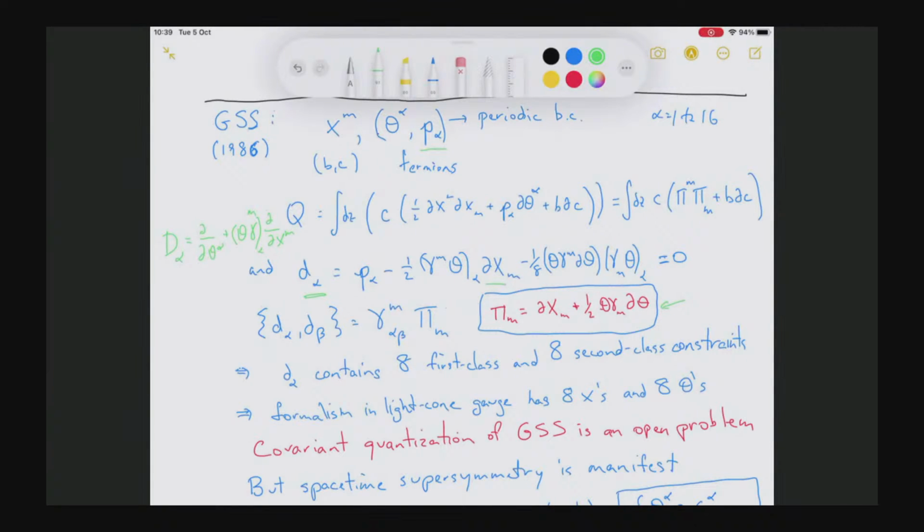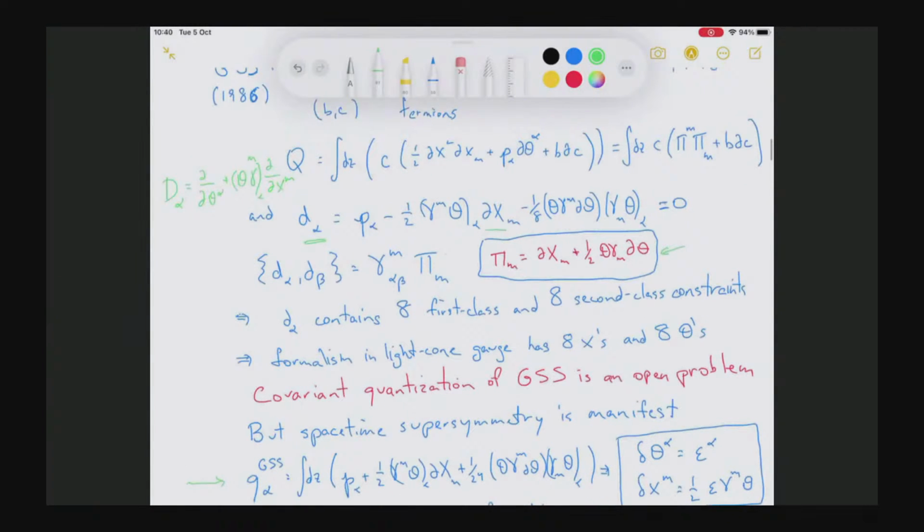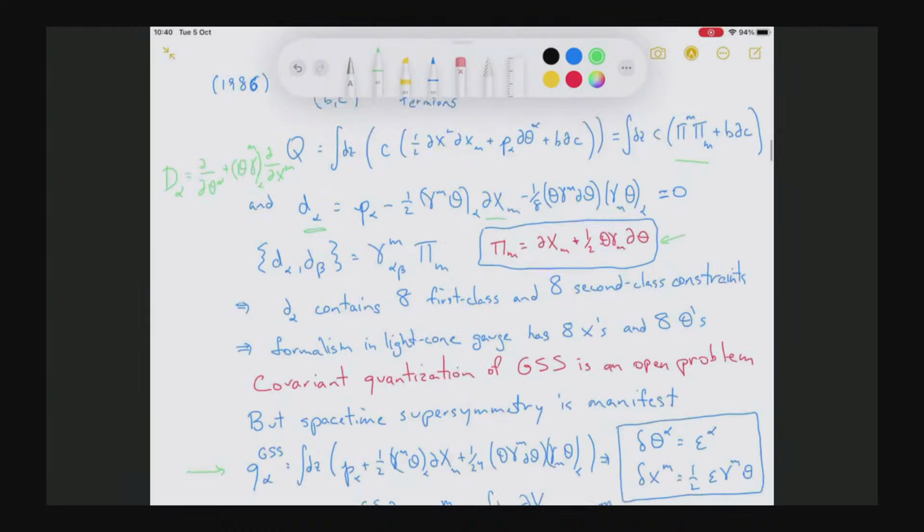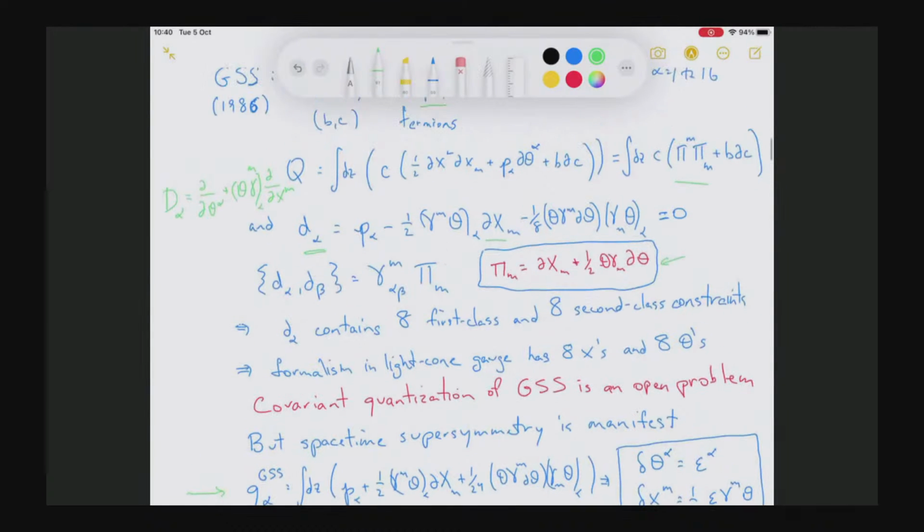And this satisfies a commutation algebra: if you take the Poisson bracket of d alpha with itself, you get something which is non-zero, which is just pi m. So that's the space-time supersymmetric version of x. That means that small d alpha has both first-class and second-class constraints. Pi is not a first-class constraint, but pi squared is a first-class constraint. So small d alpha has first-class and second-class constraints, which we can quantize in light cone gauge. But covariant quantization of this theory is still an open problem.